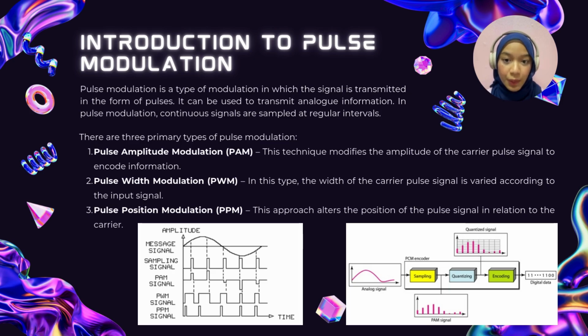First, we have pulse amplitude modulation, PAM, where this technique modifies the amplitude of the carrier pulse signal to encode information. Next, we have pulse width modulation, PWM. In this type, the width of the carrier pulse signal is varied according to the input signal. Last, we have pulse position modulation, PPM. This approach alters the position of the pulse signal in relation to the carrier.